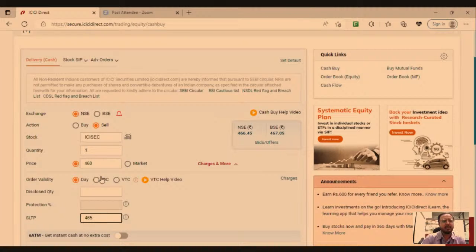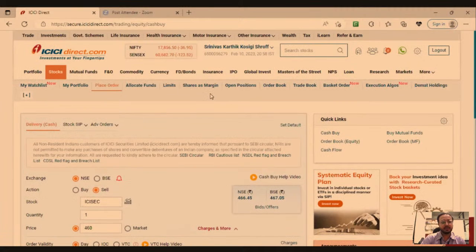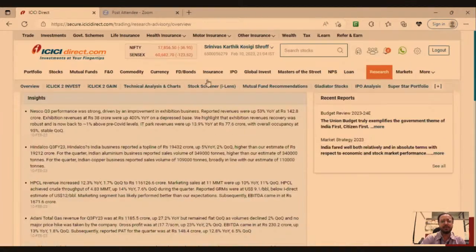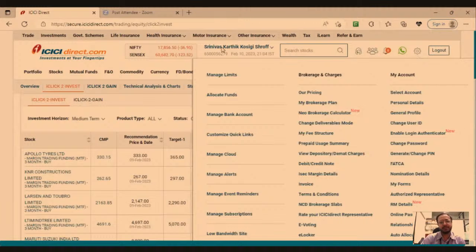So that is the use of your limit orders over here, right? The other thing you can do is check your demat holdings here, whatever stocks that you hold. We have a whole research section, where you can select various stocks that our research has put out over here that you can choose to invest in. Also, how to select a brokerage plan, right?